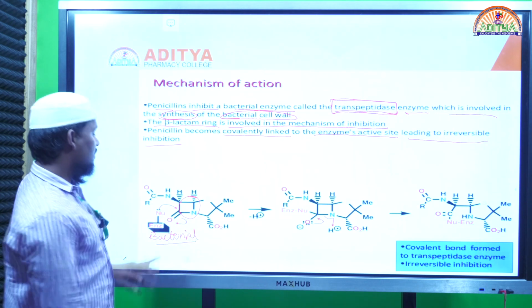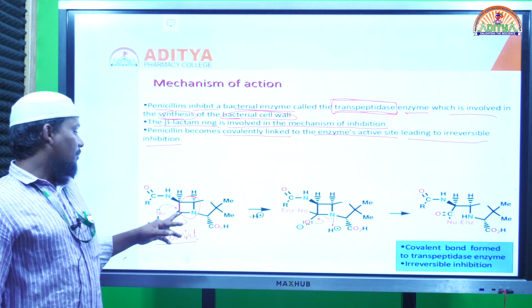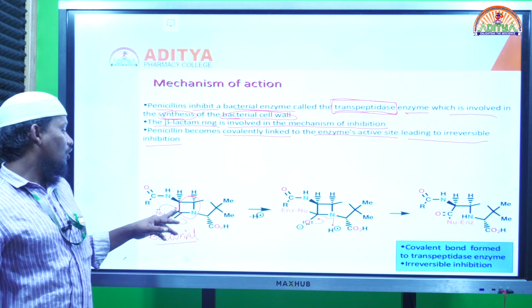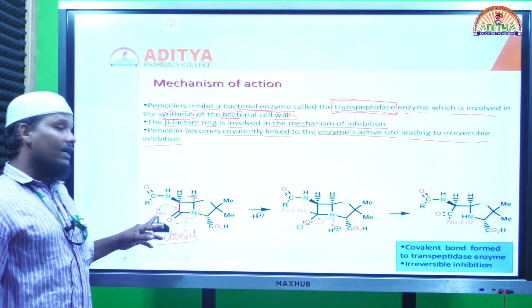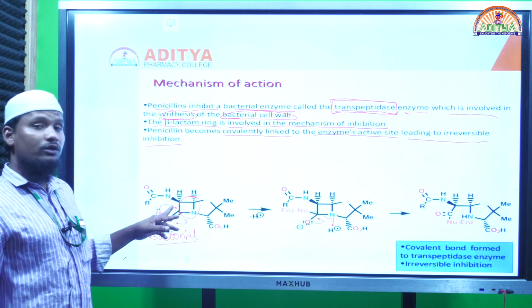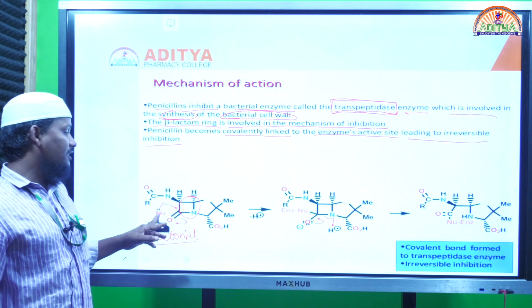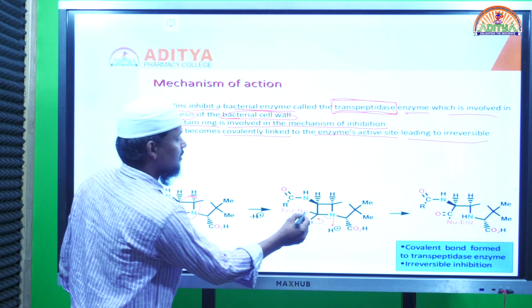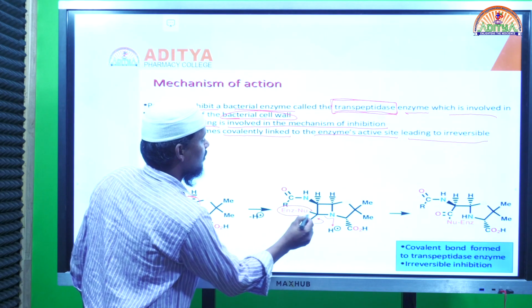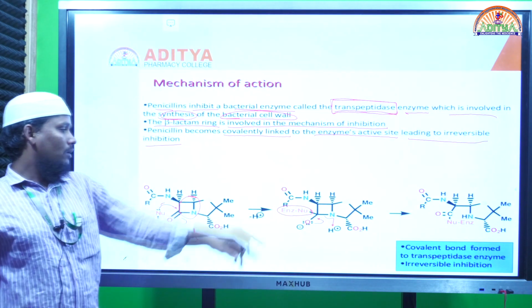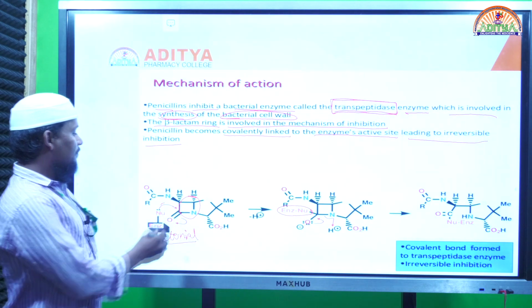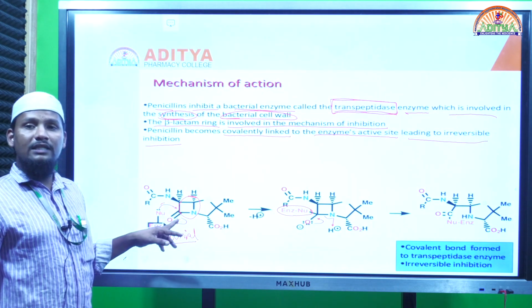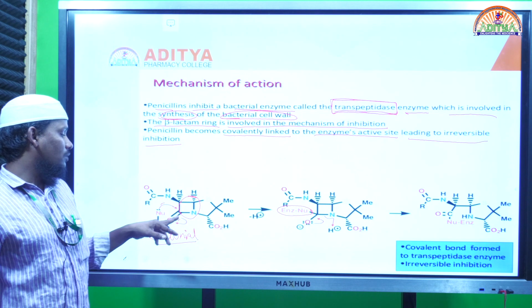Okay, so this one is the bacterial enzyme. The beta-lactam ring will covalently bind to the active site of the enzyme. So look at this, the enzyme that is bound to the beta-lactam ring. Primarily, the beta-lactam ring contains C double bond O, meaning an amide functional group, CO.